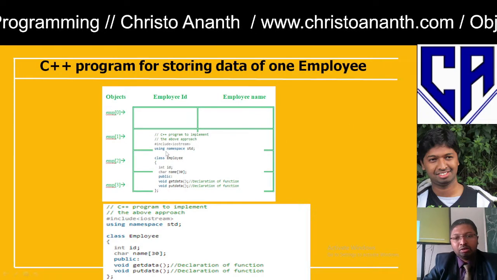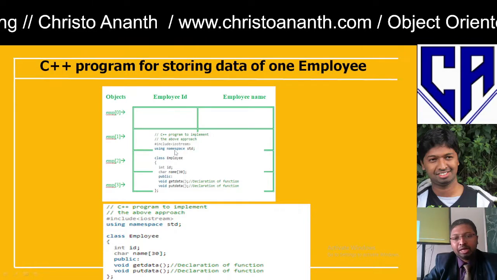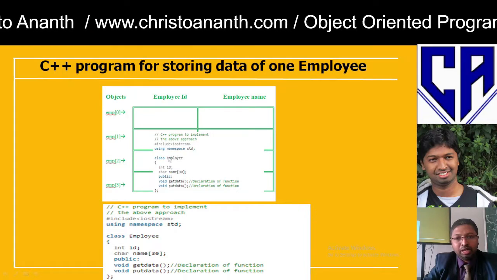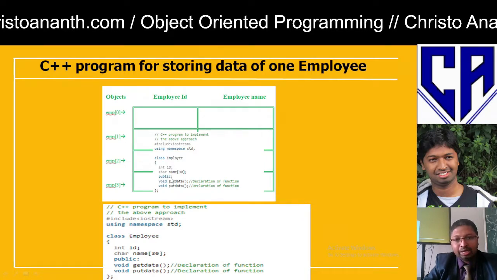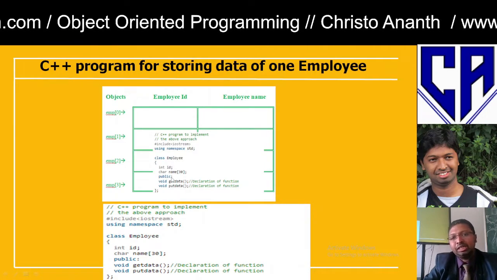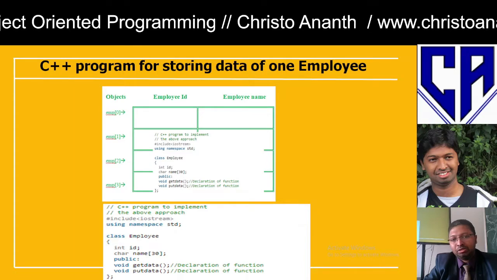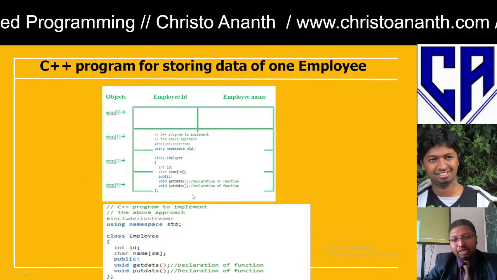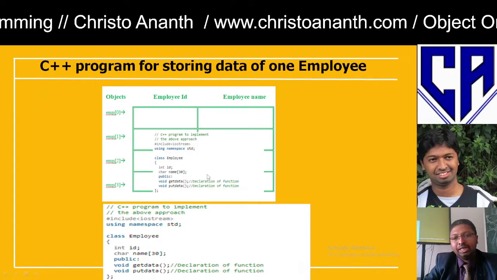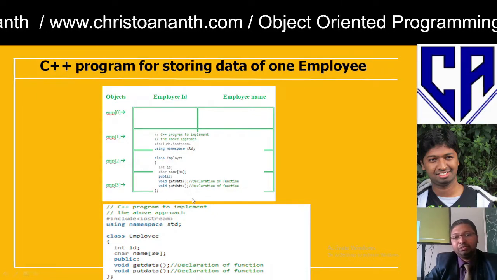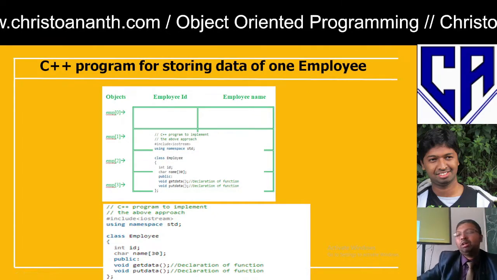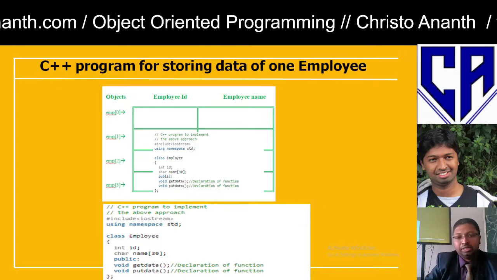So hash include iostream, using namespace std. Then class employee, int id, char name of 30. Let us take the size as 30. Then in the public section, there is void get data, the declaration of the function, and void put data, the declaration of the function. You are getting the data and then printing the result. Okay, and that's it.